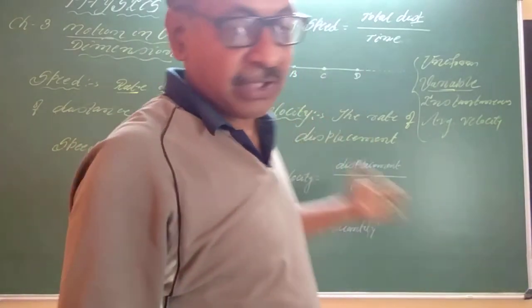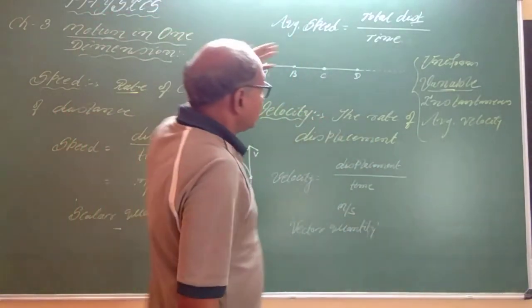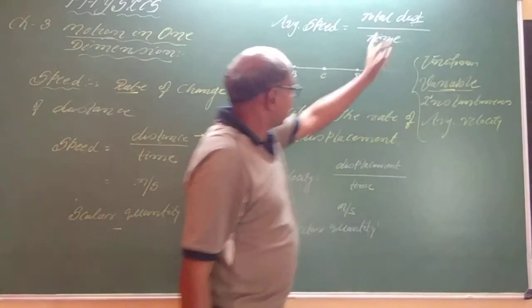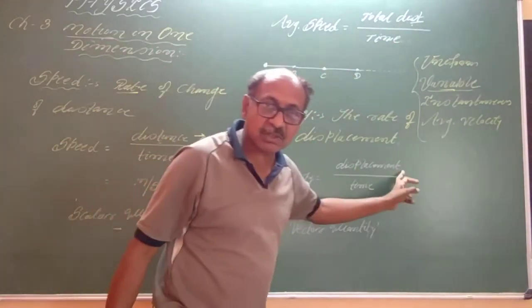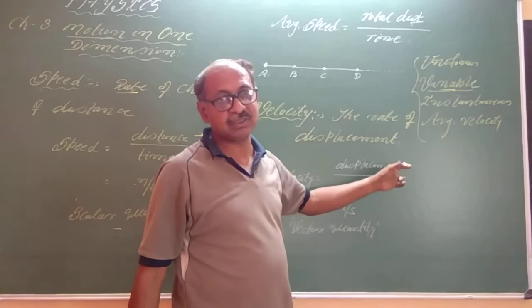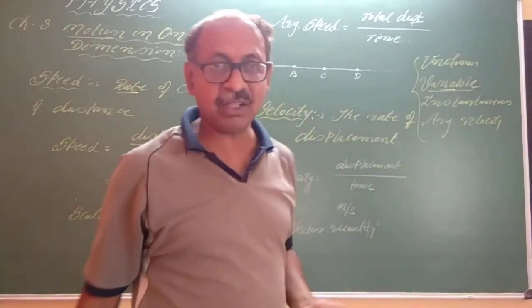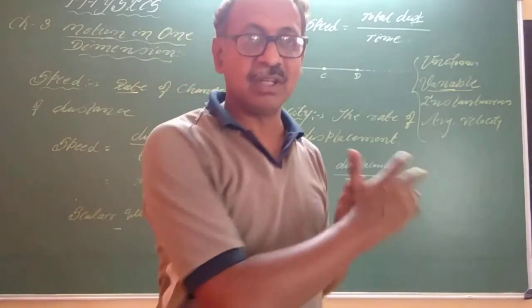Under this, the average velocity is the total displacement divided by the time taken. That is the average velocity.